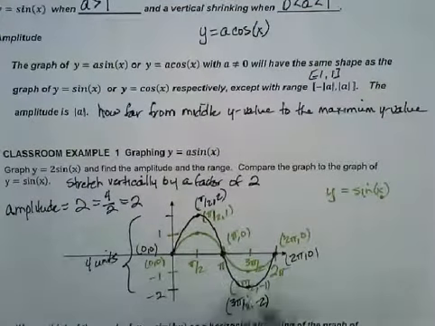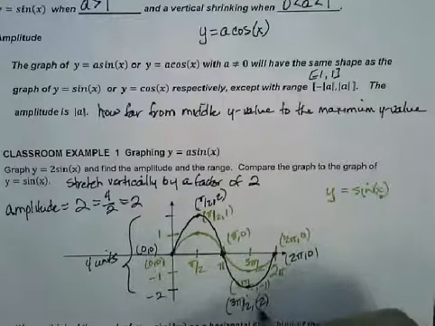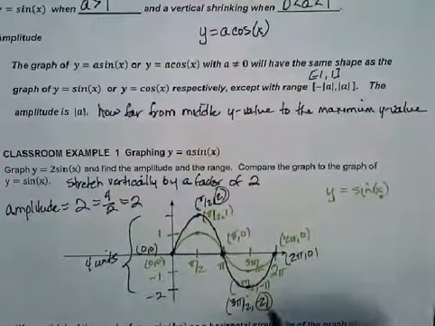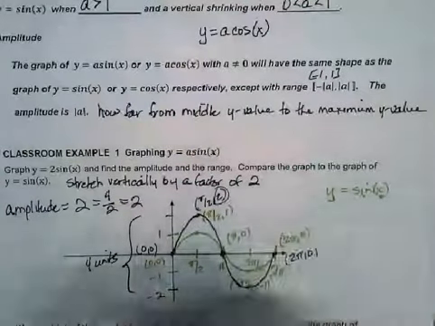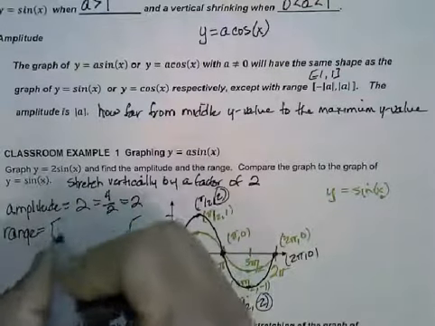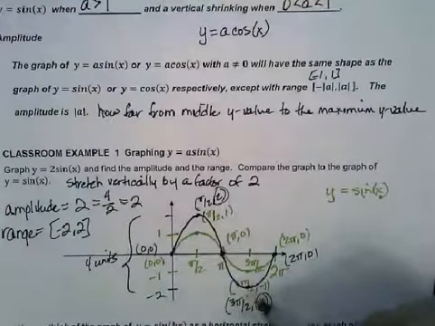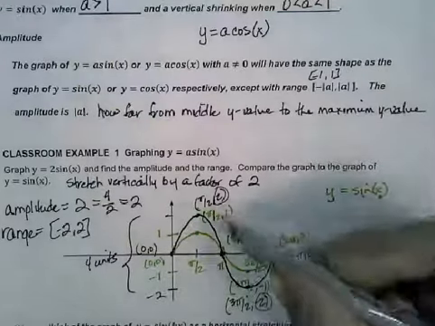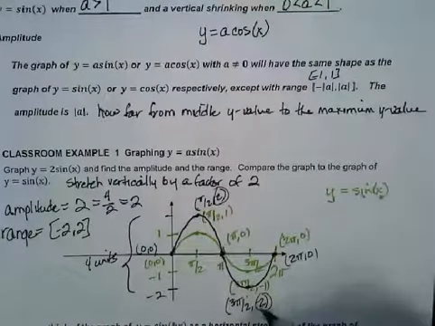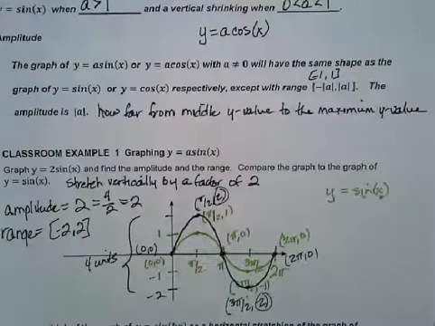Now the range for this graph, we're looking at the y values. We want to look at the smallest y value and the largest y value. Those are -2 and 2. That gives us our range. In other words, our y values for this graph go from -2 up to +2. They never get smaller than -2, and they never get larger than +2.